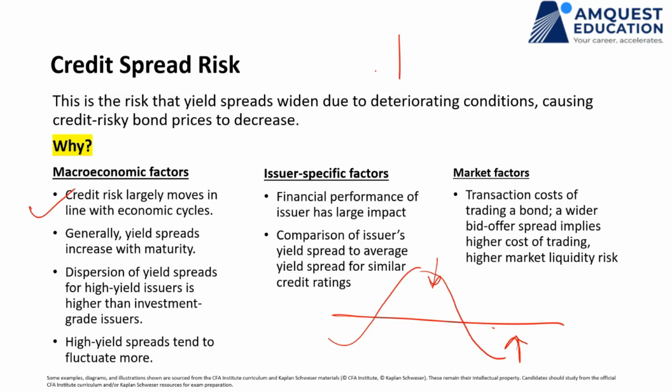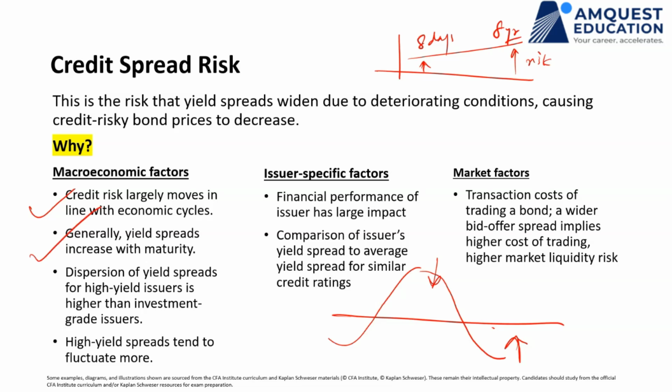Generally, yield spreads increase with maturity. We have talked about it. The longer the maturity of a loan, higher the spread because the risk is also higher. You can run away after 8 years with my money, but in 8 days, I know what you're going to do, where you are. So it's easy to track you for 8 days than 8 years. Risk is higher for 8 years, and therefore the spread is higher.